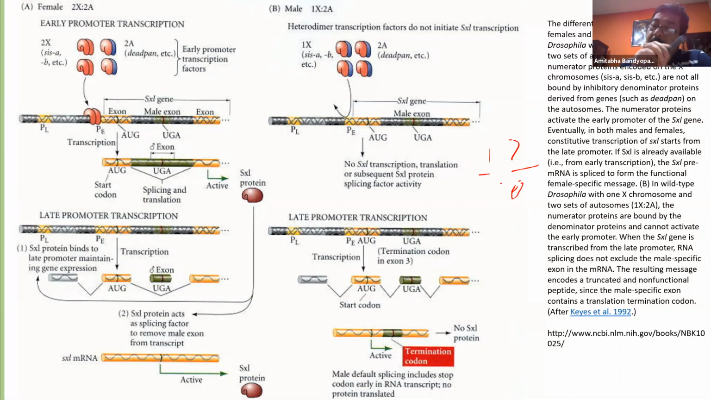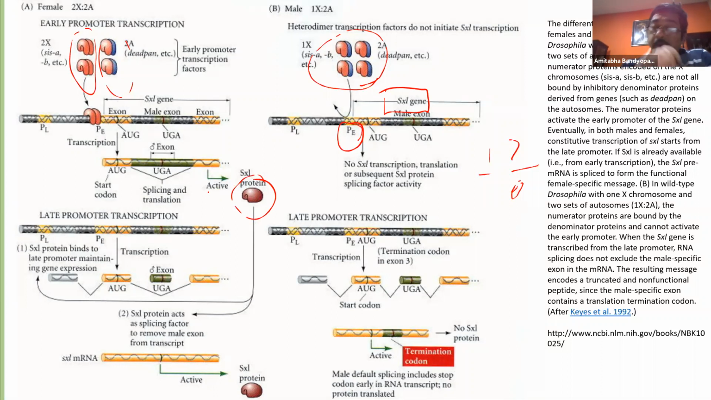Now, in females, because of 2 X chromosomes, the dosage of the numerator protein is similar to the dosage of the denominator protein. But due to affinity issues, some numerator proteins are homodimers, and some are, of course, engaged in heterodimers with the denominator protein. But in males, they are always engaged in heterodimers. So they cannot bind to the early promoter of a gene called Sex lethal. Remember, Sex lethal has an RNA binding motif; I told you in the last lecture. While in females, these numerator proteins can bind to the early promoter of the Sex lethal gene. If they bind to the early promoter, some Sex lethal proteins are produced.